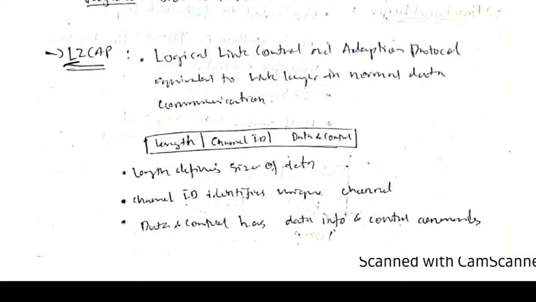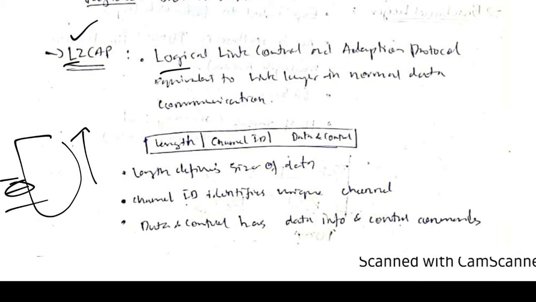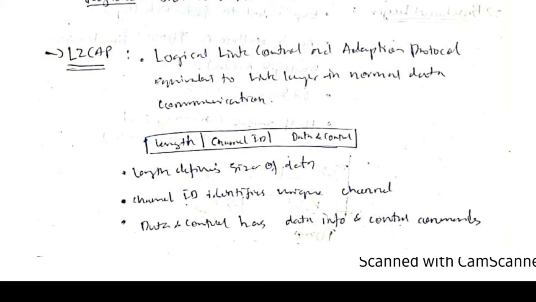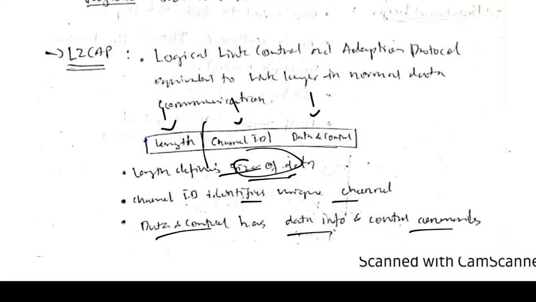The last one is L2CAP. It's similar to the logical layer of the normal transmission of the data, which we learned: physical layer, data link layer, and the network layer. So the data link layer has this one, L2CAP. In this, there are three types for the format. Length specifies the size of the data, channel ID is unique for each channel, and data control will have the data and the control commands.